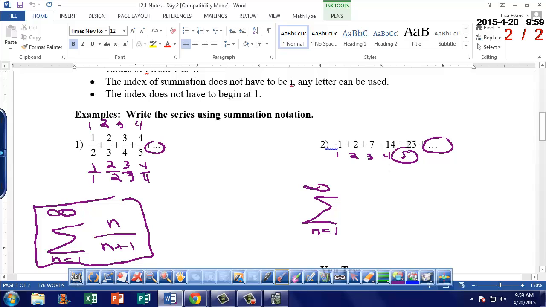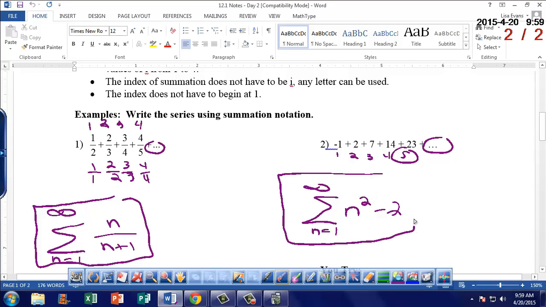Now, when I see 5 and I see 23, I think 25. How do I get 25? I square it. So what if I take n squared? Then what? That appears to be 2 less. Let's see if this works. Let's do 4. 4 squared is 16. 16 minus 2 is 14. How about 1? 1 squared is 1. Minus 2 is negative 1. There we go.